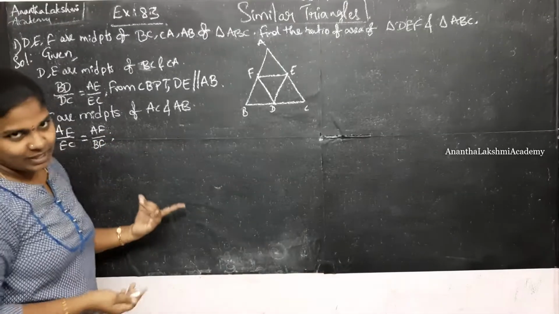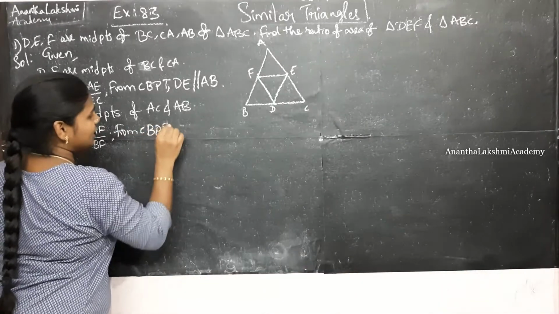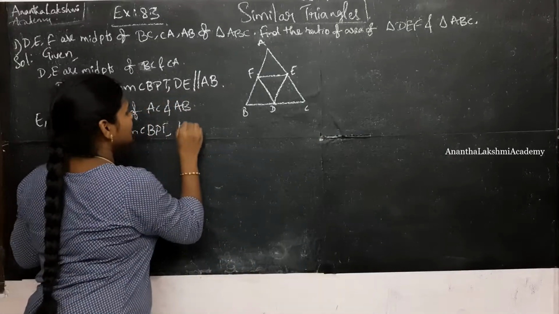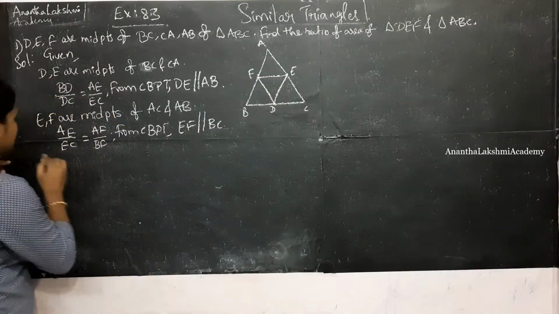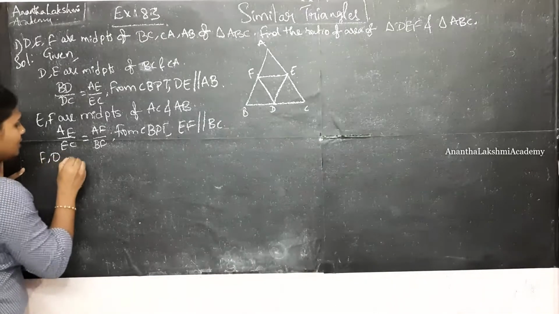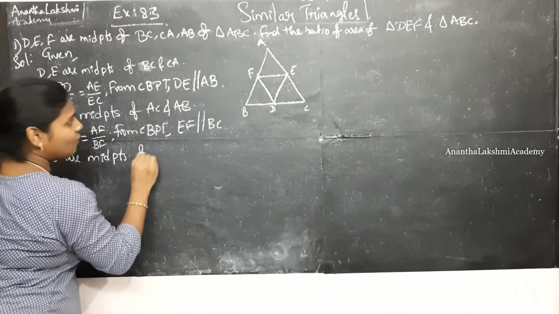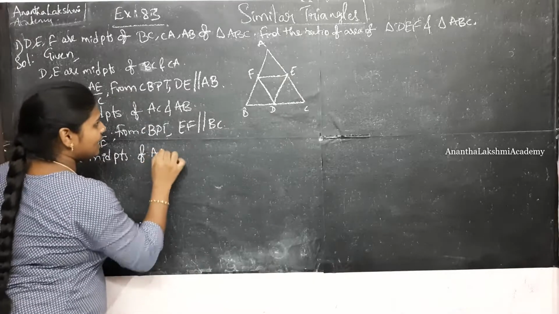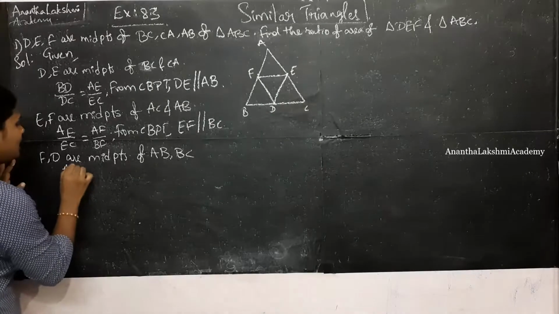Again, from the same theorem, I am going to write it as, from the converse of basic proportionality theorem, EF is parallel to BC. Now again, FD, I am going to consider F, D are midpoints of AB and BC. So F is a midpoint of AB and D is a midpoint of BC. From this, the ratio AF by FB.